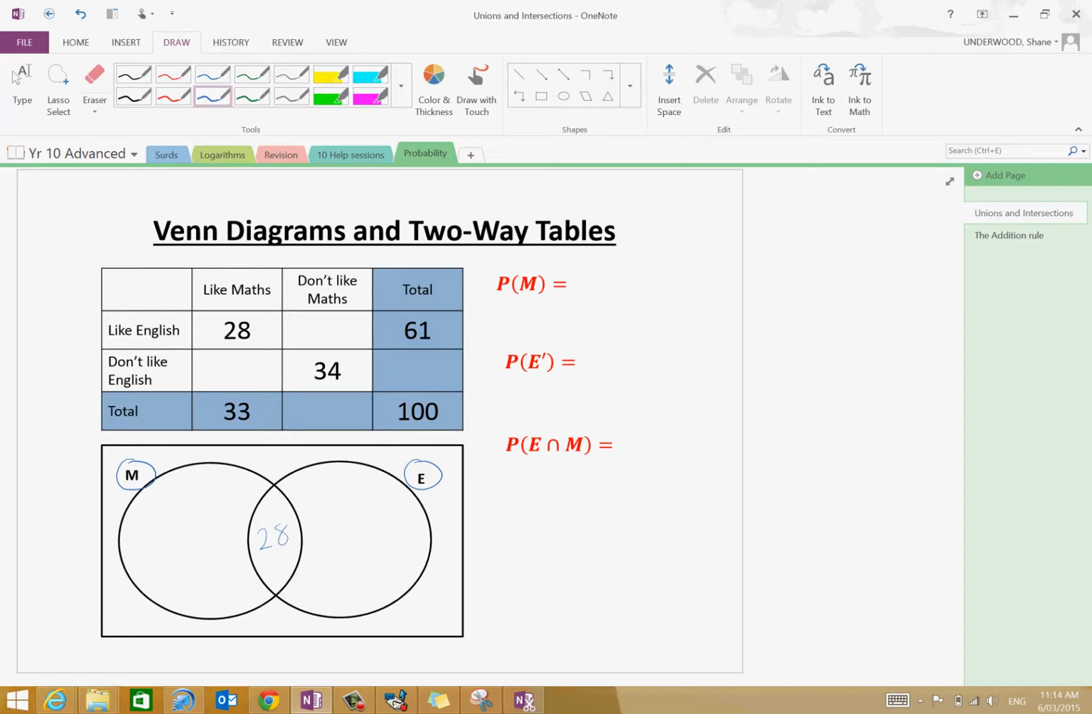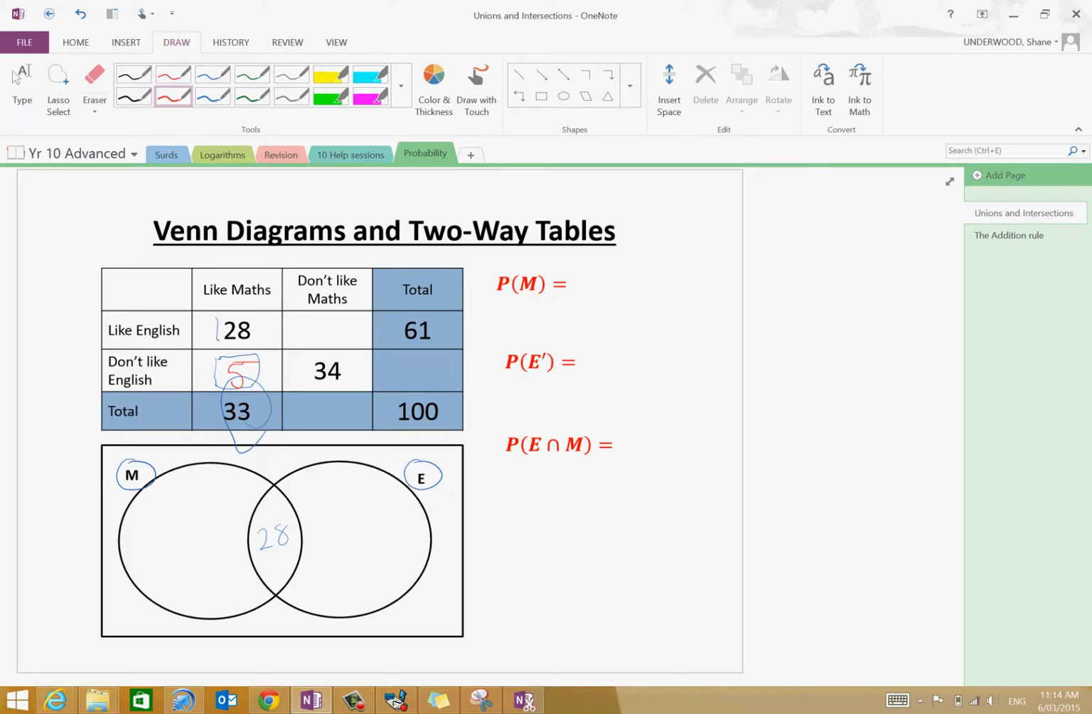Now, it says here that there's 33 people that like maths, so therefore they don't like English. So Amelia, how many people don't like English but they like maths? Well, we've got 33 in total that like maths. However, 28 of those like English. So 28 plus something equals 33. 5. So 5. Thank you very much. So you can see there that we can start filling in the gaps here. And that's what I'm going to get you guys to eventually do. You don't have to copy all this down though.